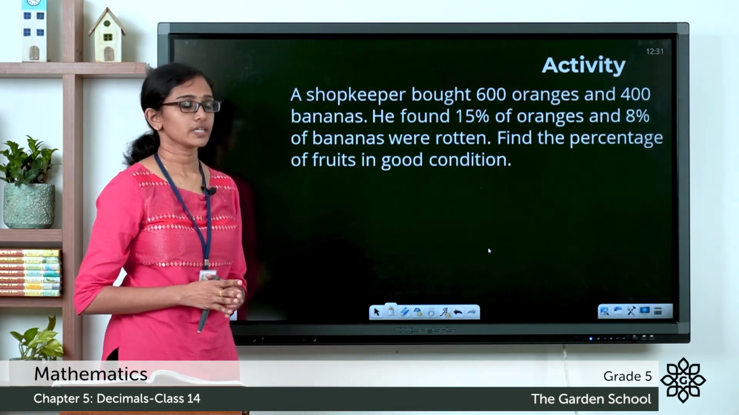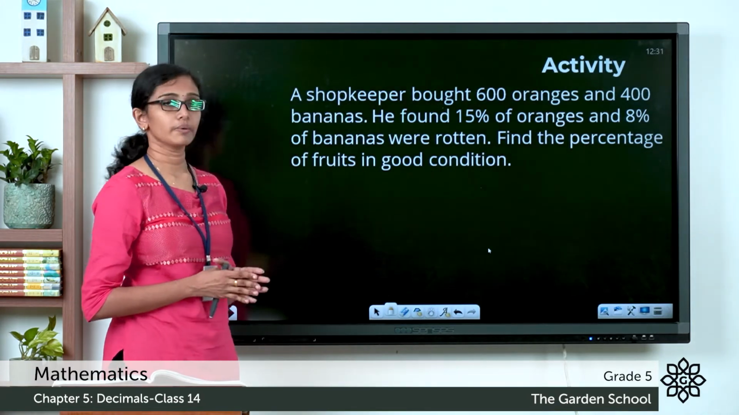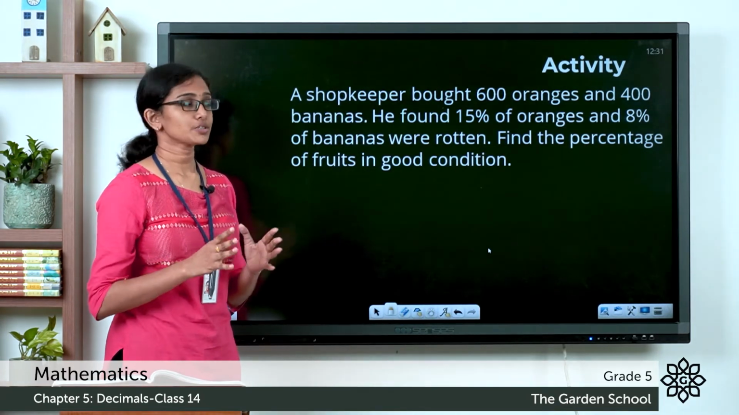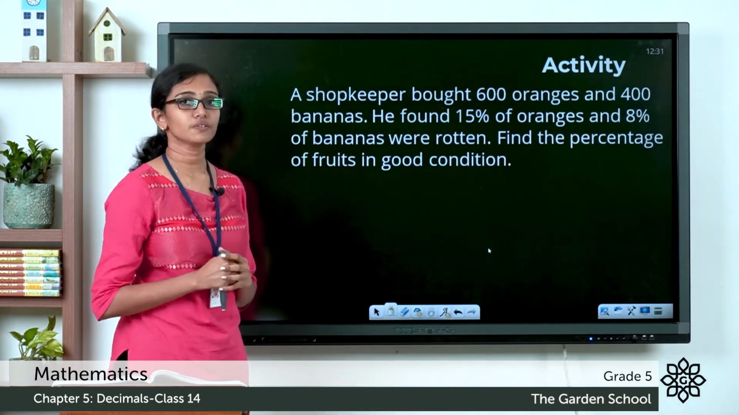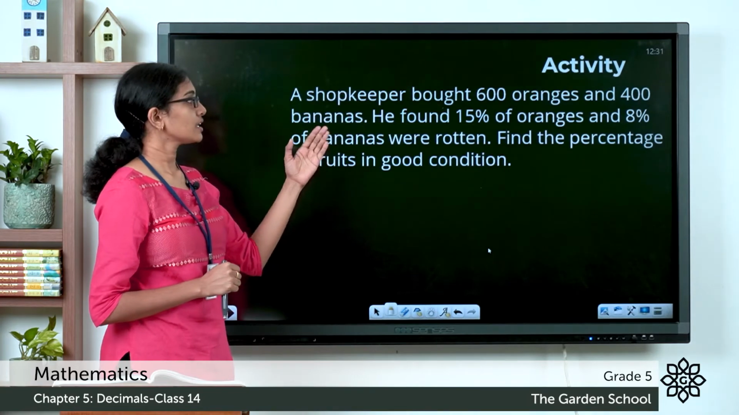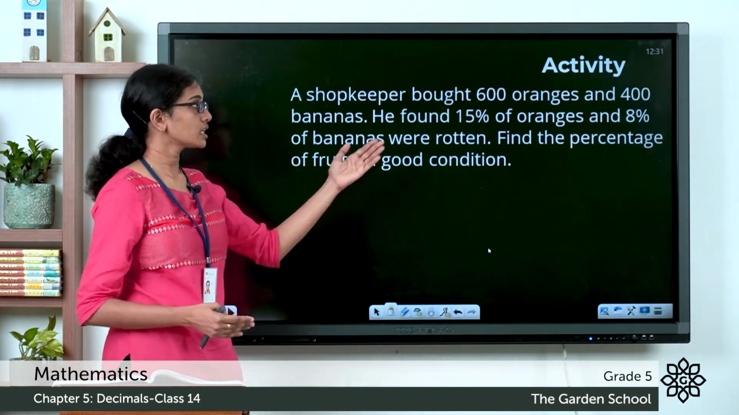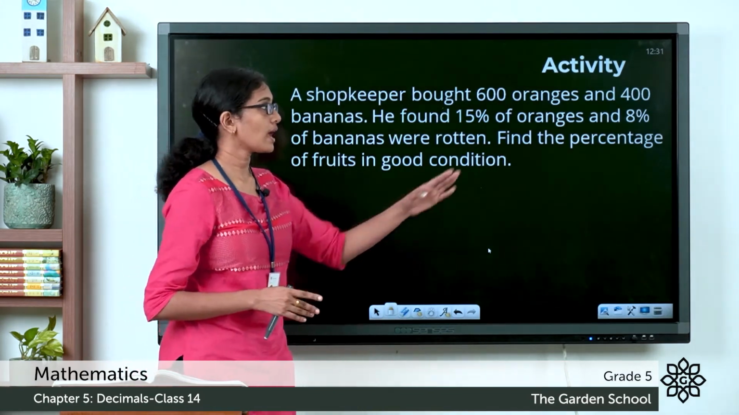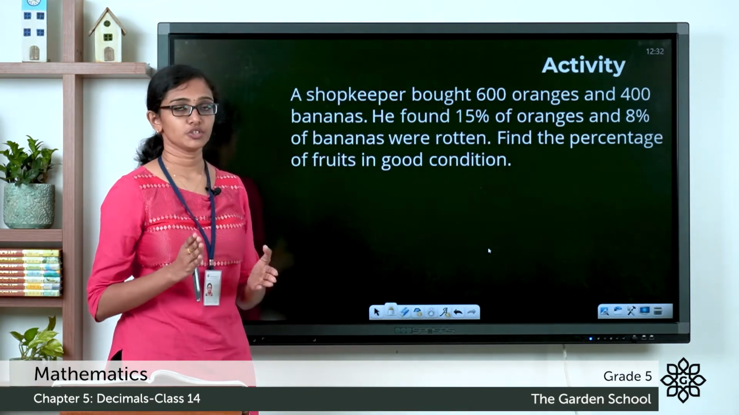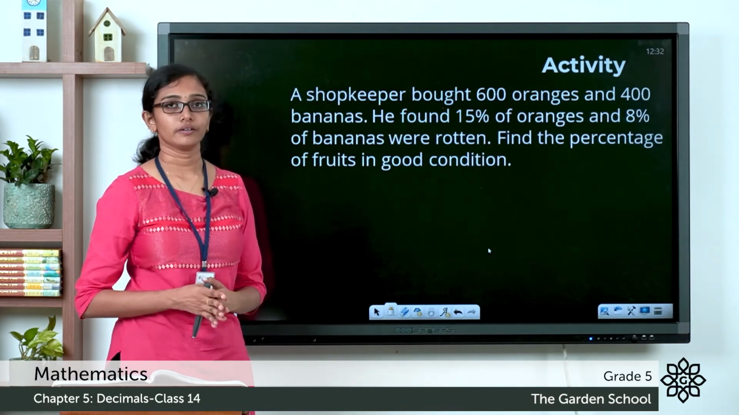So what is given in the question? A shopkeeper bought 600 oranges and 400 bananas. So he bought a total of 600 plus 400 equal to 1000 fruits. And he found out that 15% of oranges were rotten, which means 15% of 600 oranges were rotten, and also 8% of bananas, which means 8% of 400 bananas were rotten.